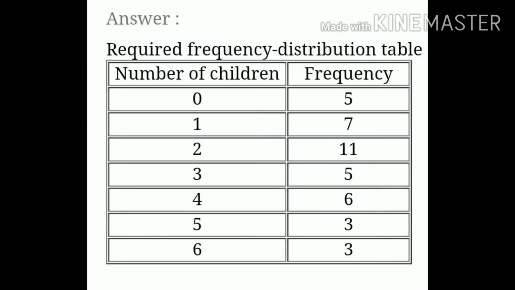Look here, the required frequency distribution table, the number of children. Frequency means in how many families the number of children is 0, that is, no children. That is a total of 5 families. In 5 families the number of children is 0. Here the number of children is 1 and the frequency is 7. That means in 7 families there is only 1 child.